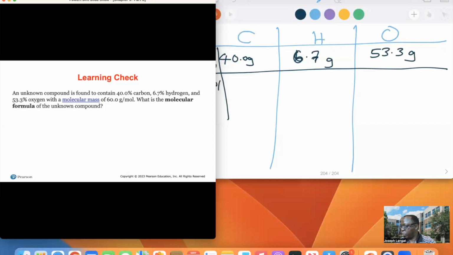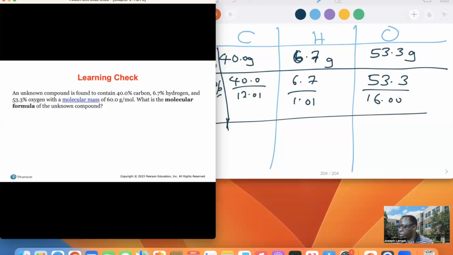Moles is 40.0 over 12.01. Remember, these are grams. That's the atomic mass of carbon. Then 6.7 over 1.01, the atomic mass of hydrogen, and for oxygen, 53.3 grams over 16.00, the atomic mass for oxygen. Let's see each one of them.